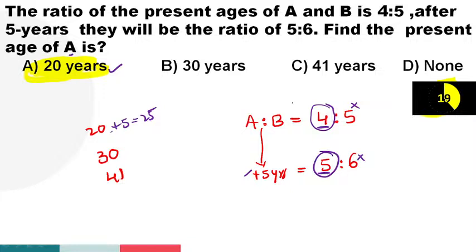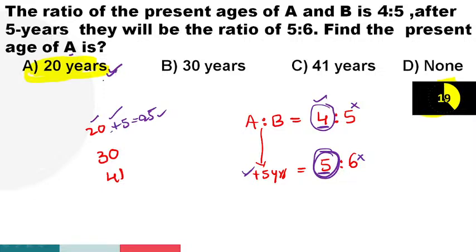ఓకే, సింపుల్ గా అబ్జర్వ్ చేయండి. What is the first option? 20. 20 is a multiple of 4. Yes, 4 5s are 20. After 5 years అన్నాడు. ఆఫ్టర్ అంటే ప్లస్: 20 plus 5, 25. 25 is a multiple of 5. Yes, 5 5s are 25. That's why option 1 is the right answer.